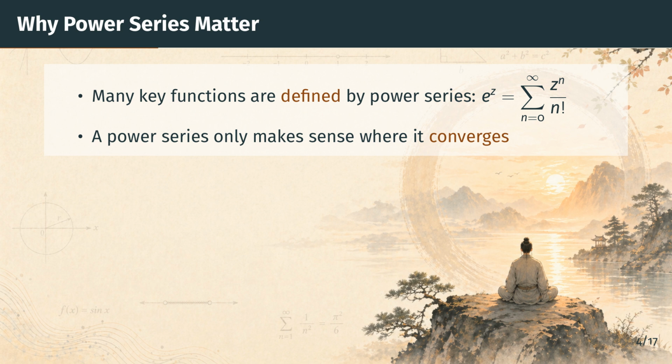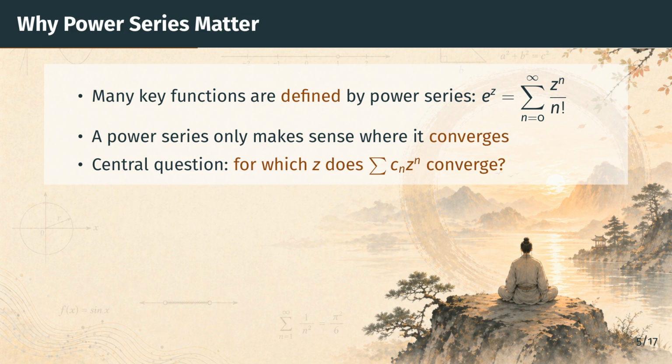Next, let's state the question precisely. This is the central question of the section: given the coefficients c sub n, for which complex numbers z does the series of c sub n times z to the n converge? Remarkably, the answer has a very clean shape. The set of good z is essentially a disk in the complex plane, and its radius can be read straight off the coefficients. Let's make all of this precise.